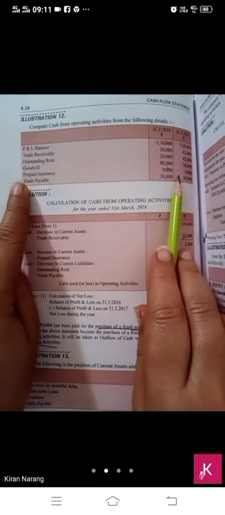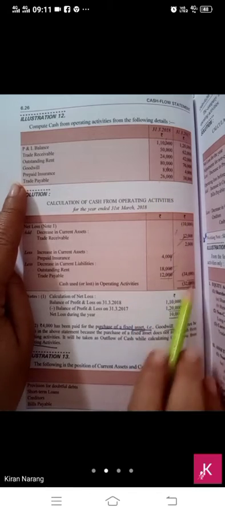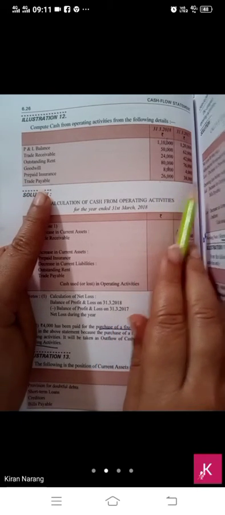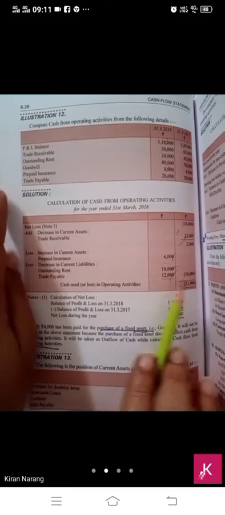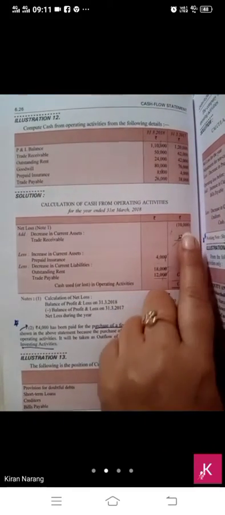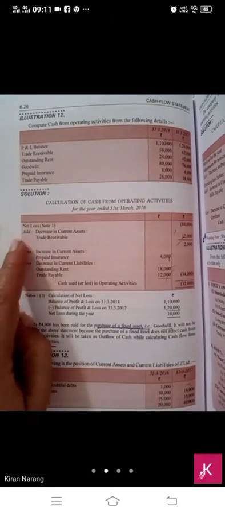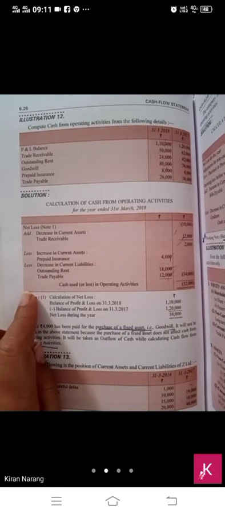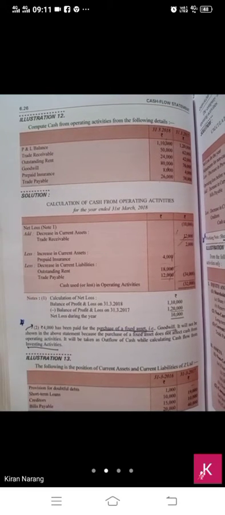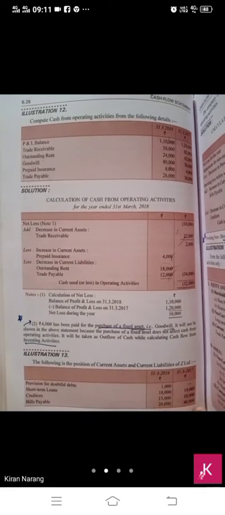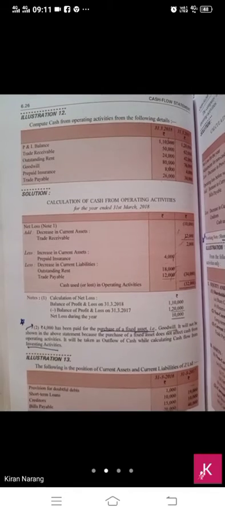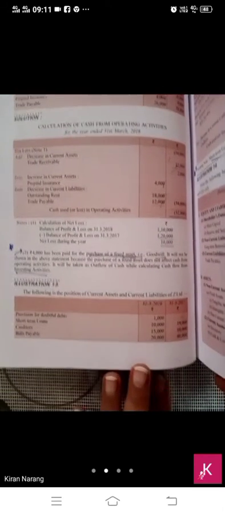Then prepaid insurance is a current asset, it is increasing, it will be subtracted. And trade payables, current liability, it is decreasing, it will be subtracted. Only in the loss we have just done the working capital changes, nothing more than that. And for solving this kind of questions, you have to learn the format. Which thing is to be added and which is to be subtracted.